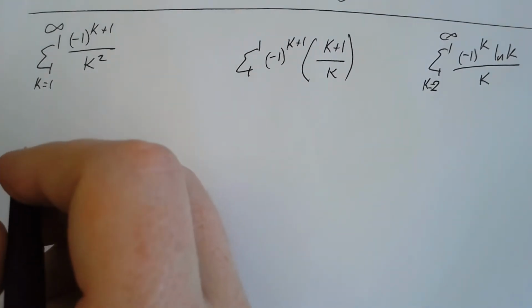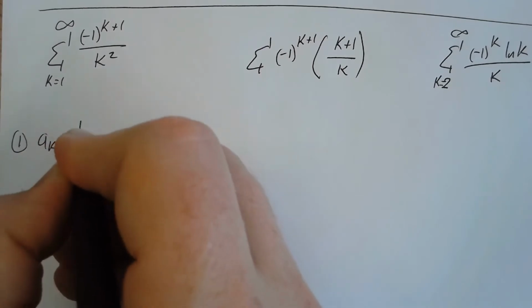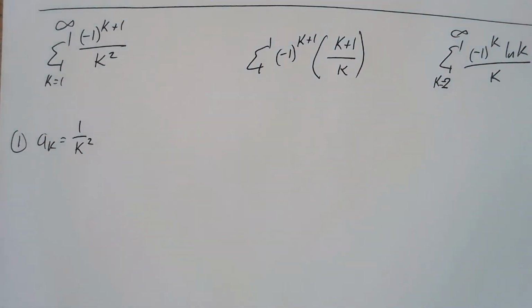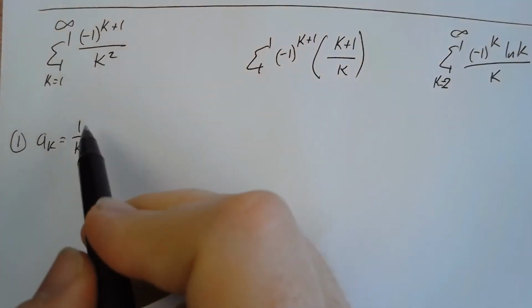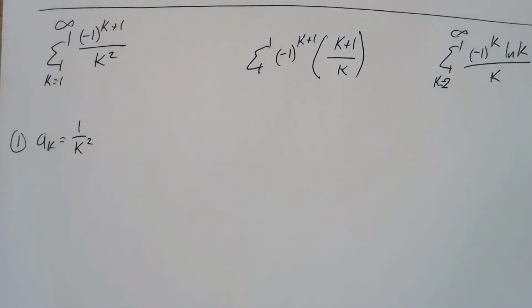Remember, the first 2 things we have to prove is, number 1, that my a sub k equals, in this case, 1 over k squared. I'm pulling the negative piece away, which is the power of k plus 1. That k plus 1 could be k plus 5, it could be k plus 3, it could be just k. It's still the negative alternating piece, which we take away, and everything that's left over, in this case 1 over k squared, is my magnitude terms.